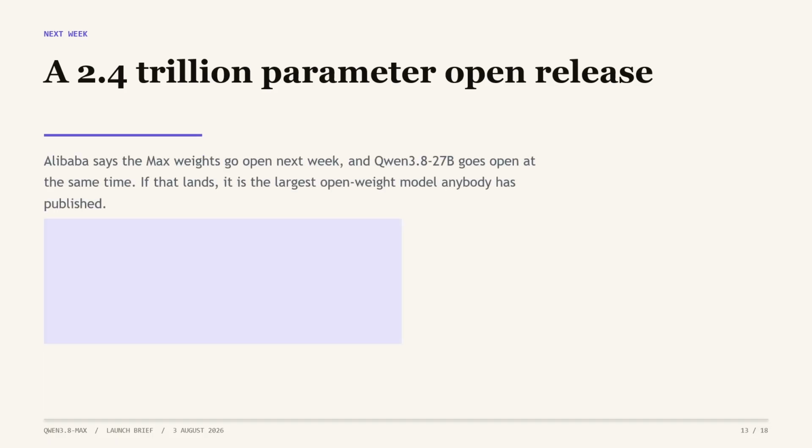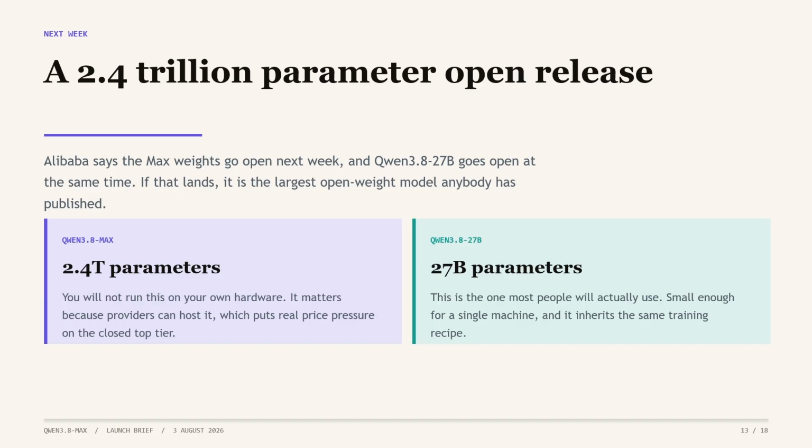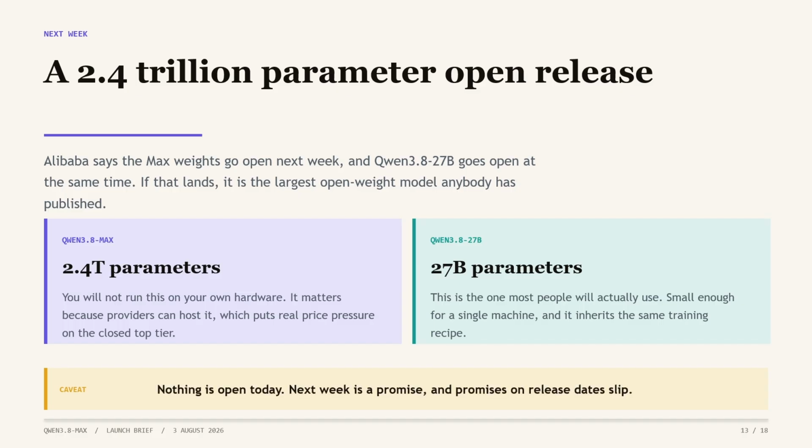Two models, the big one at 2.4 billion and a small one at 27 billion. You will never run the big one at home. It matters for a different reason. Once weights are open, any cloud provider can host it, and hosting competition pushes prices down. The small one is the one most people will actually touch. It fits on one machine and it comes from the same training recipe.